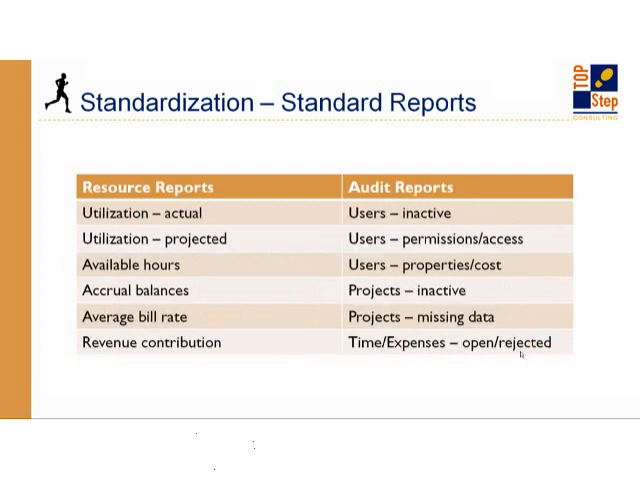The second two categories of reports I tend to think of as people and process. I've listed them here as resource reports and audit reports. So in resource reports, utilization, you might have one definition. You might not have defined utilization. You might have three definitions, which I've seen. What types of utilization do you track, and how do you measure that?